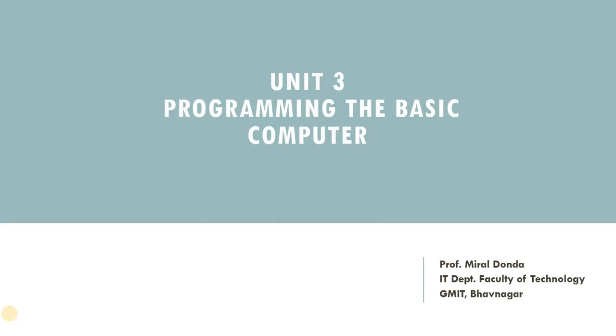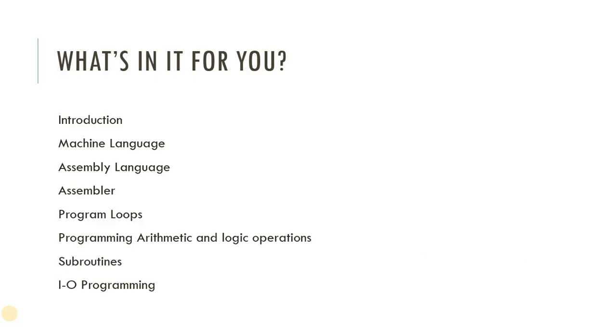In this lecture, we'll start with chapter number 3, which is programming the basic computer. So let's start. These are the contents that we'll learn in this chapter. We'll learn about machine language, assembly language. Also we'll learn about the assemblers, different types of program loops, arithmetic and logic operations, subroutines and IO programming. So let's start with the introduction.